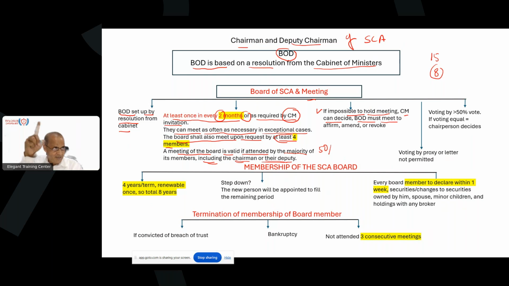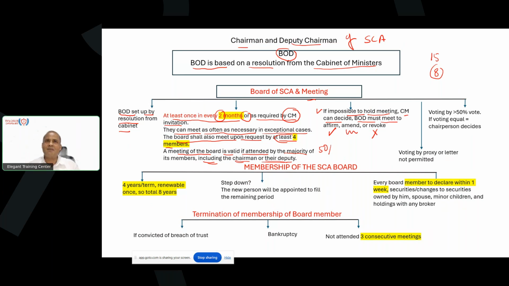In that meeting, the decision which was taken by the chairman will be discussed. Then the board will either affirm, amend, or revoke. Clear? So let's draw one question.